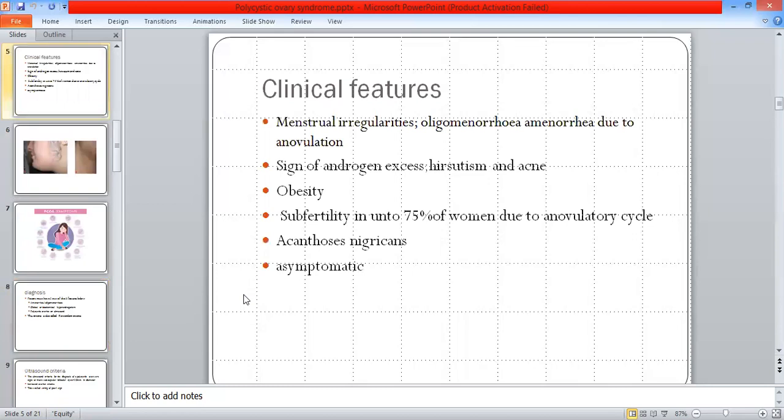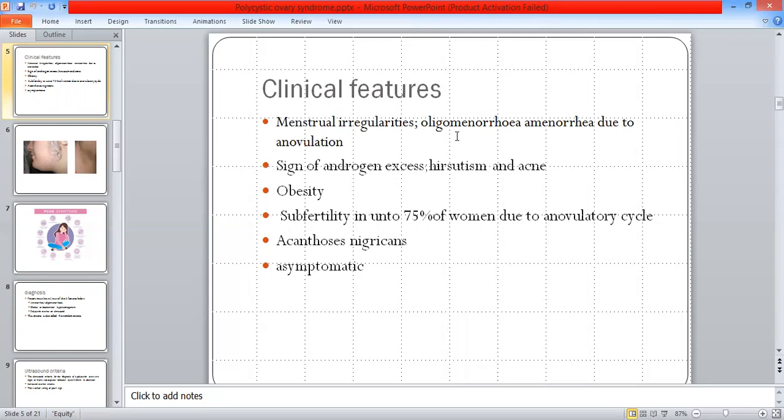Now, what are the clinical features of polycystic ovary syndrome? How will the patient present? Mostly patients present with menstrual irregularities, mostly oligomenorrhea or amenorrhea. Every patient is presenting with oligomenorrhea.